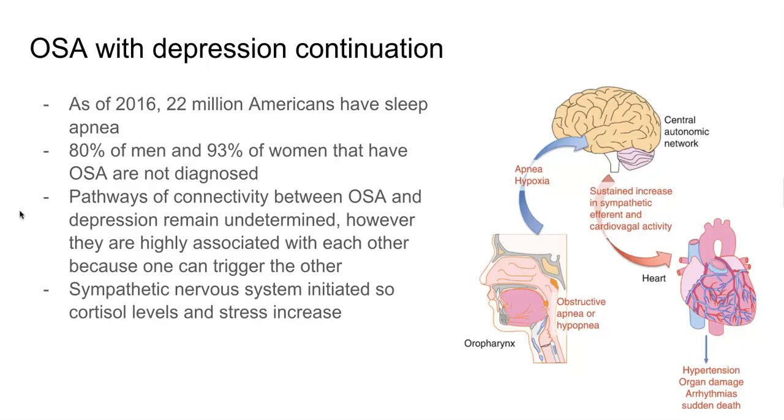OSA also has a very undetermined connectivity to depression. They are both very highly associated with each other. One can trigger the other, but the pathways of connectivity remain undetermined. However, we do see that the sympathetic nervous system that we talked about previously is initiated. So depression does occur because of the high cortisol levels and the stress that increases because of this.